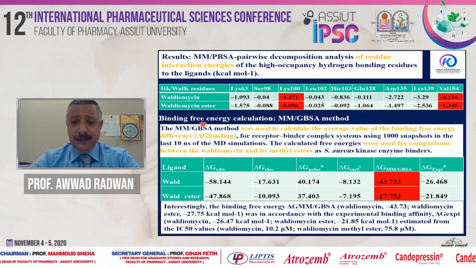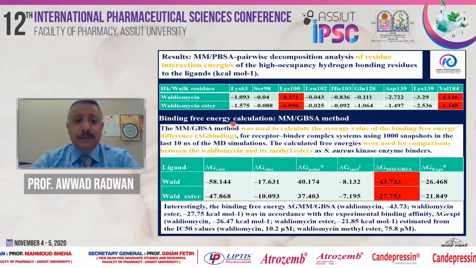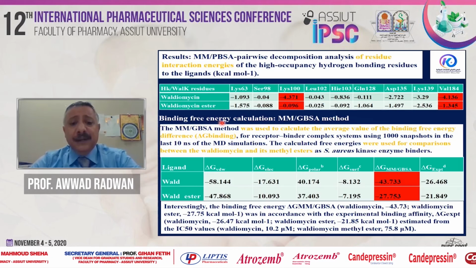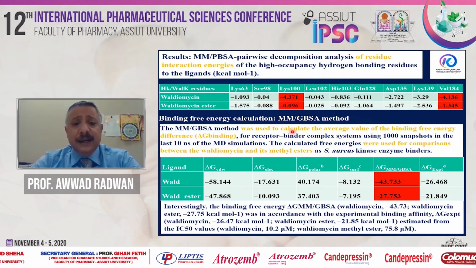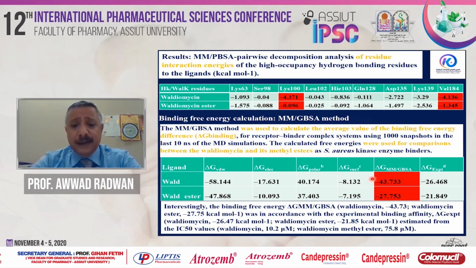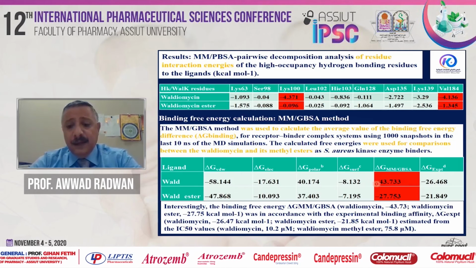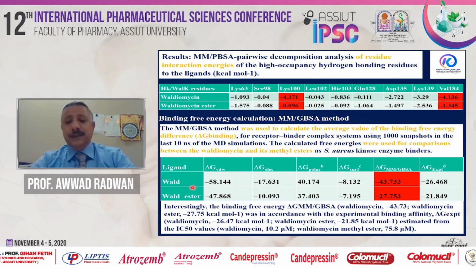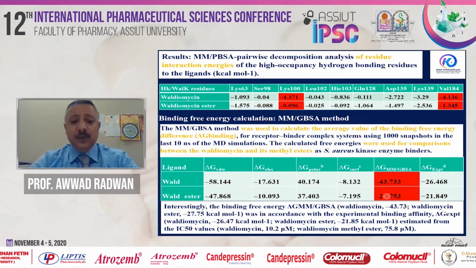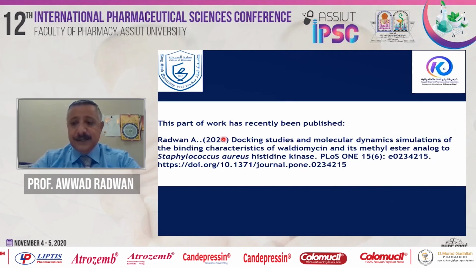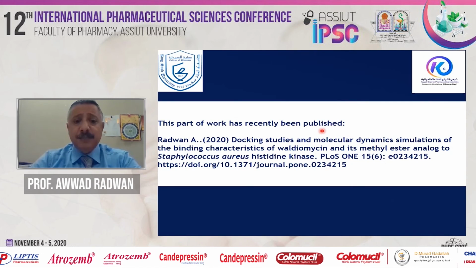Also, total binding free energy calculation using the molecular mechanics Generalized Born method has been done, and it shows the preferred free binding energy for waldemicin over waldemicin methyl ester. This part of the work has recently been published.